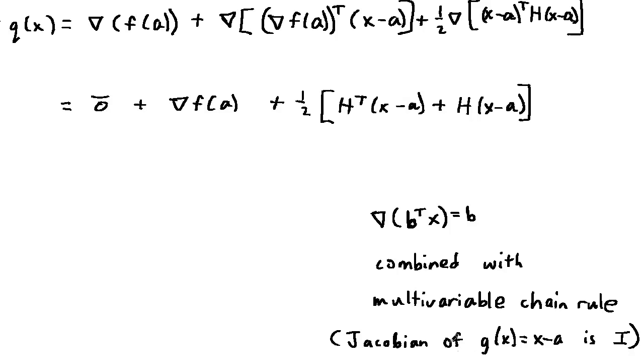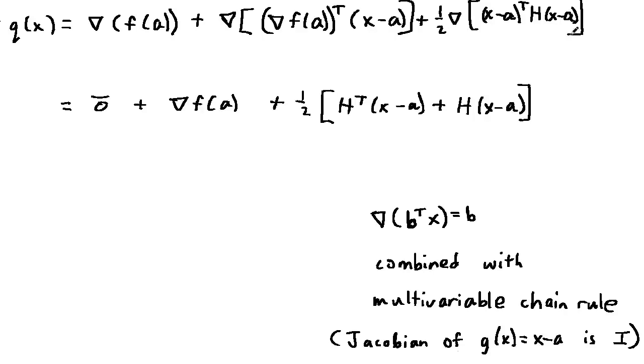The Jacobian of g(x) given by x minus a, which is this part here, is the identity. So we're just using this fact here, except that instead of x, we have x minus a. Essentially, we're just using this fact, and that's why we have this.